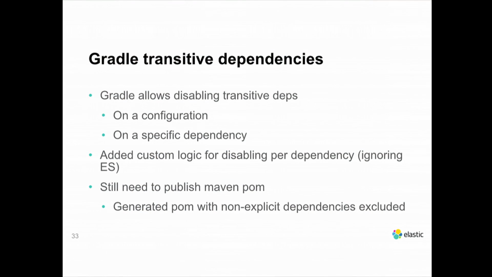Gradle made it a lot easier. So there are various ways to disable transitive dependencies in Gradle. You can do it on a specific configuration or a specific dependency. We actually didn't want either one of those because if you think about it, we have this core Elasticsearch jar, and it has some dependencies. And we didn't want those dependencies to be transitive. We wanted to know exactly what core was depending on.